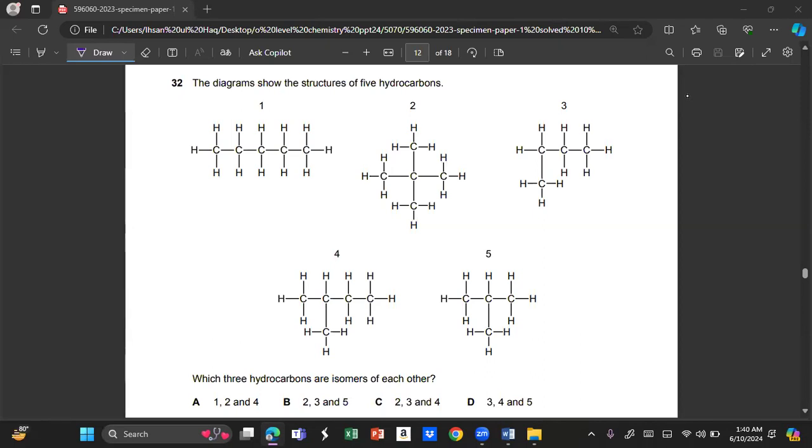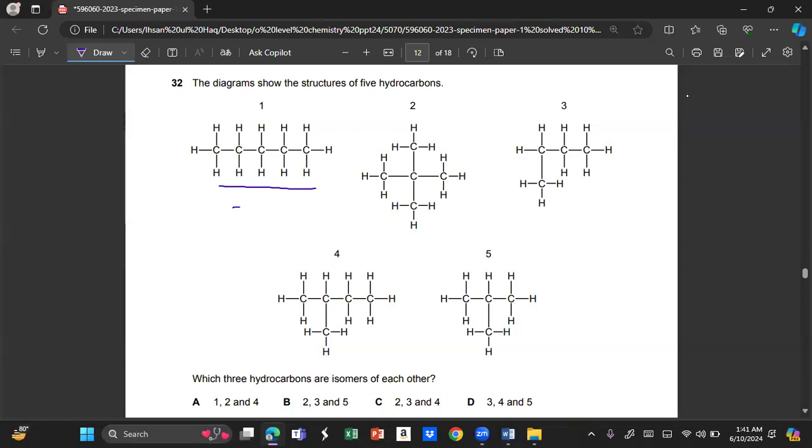The first one is straight chain, that is pentane. This one is pentane because it has 5 carbons, and structure two also has 5 carbons. Structure three, structure four, structure five, all have 5 carbons in them, and all are alkanes. Now we have to see which 3 hydrocarbons are isomers of each other.